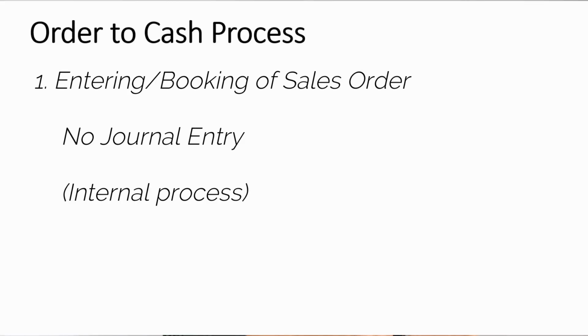So the very first step involved in the O2C cycle is entering and booking of an order. Here there will not be any journal entry because this is just an internal process of an organization. There won't be any activity.